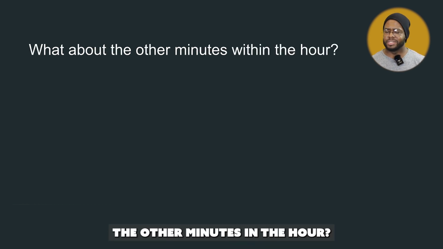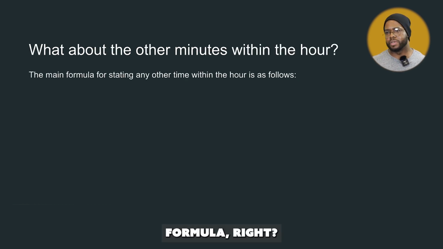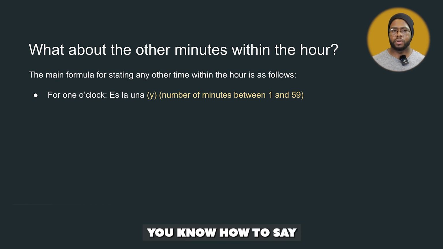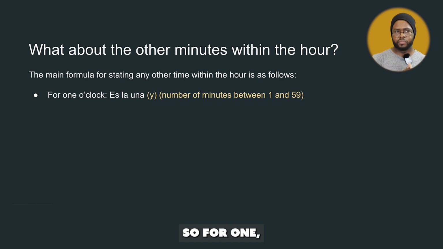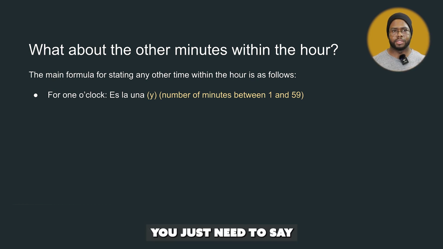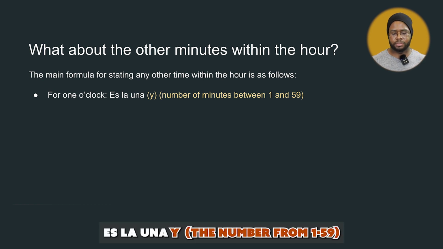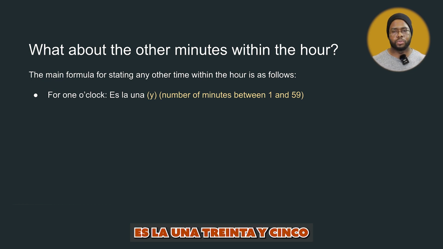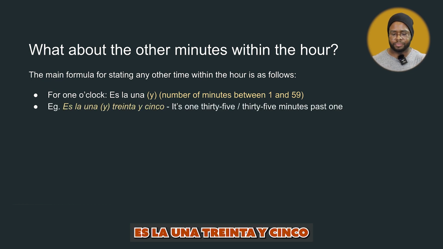So what about the other minutes in the hour? Well, it's the same formula, right? It's very easy. Once you know how to count up to 60, you know how to say the rest of the minutes in the hour. So for anything from 1:01 to 1:59, you just need to say es la una y the number from 1 to 59. So for example, if it was 1:35, you say es la 1:35.